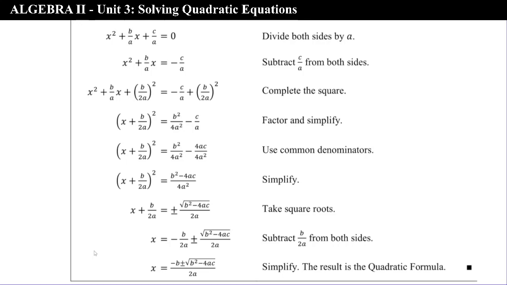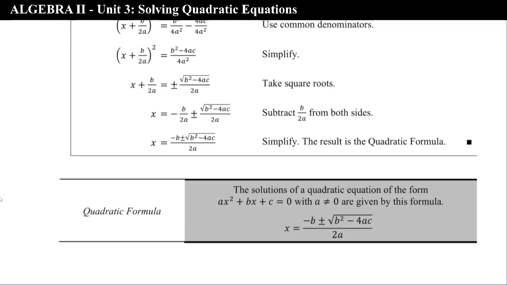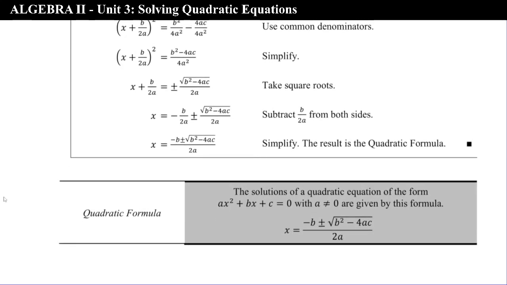We just took a quadratic equation in standard form, and we solved it without any numbers in place, just variables, so that we can come up with a formula that we can plug our a, b, and c into for any quadratic equation and be able to get a value for x. And this works every single time. So the result was the quadratic formula. The solutions of a quadratic equation of the form ax squared plus bx plus c equals 0 with a not equaling 0 are given by this formula.